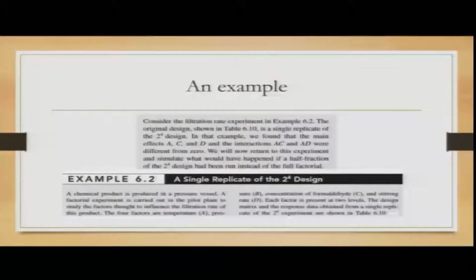So, let us consider an example. Considering the same filtration rate example, the original design is a single replicate of a 2 to the power 4 design. In that example, we found that the main effects A, C, D and the interactions AC and AD were different from 0, hence they were significant. We will now return to this experiment and simulate what would have happened if a 1/2 fractional design of 2 to the power 4 was run instead of the full factorial model.